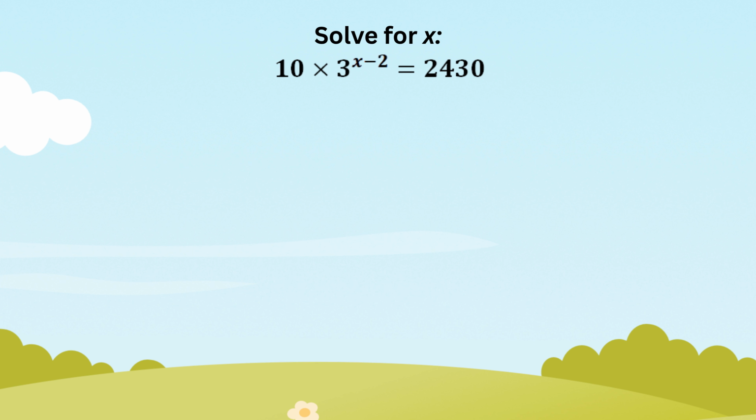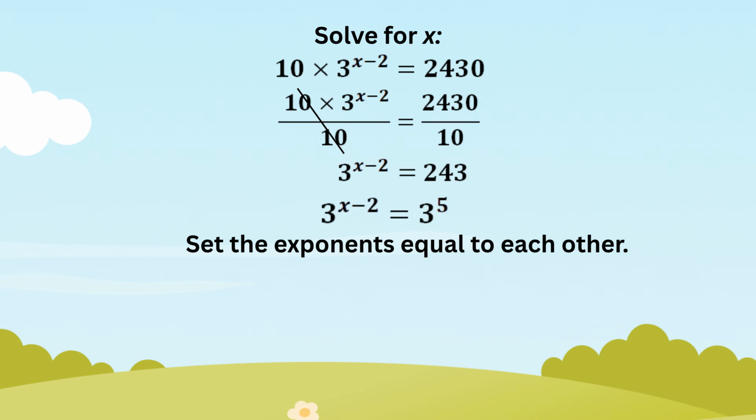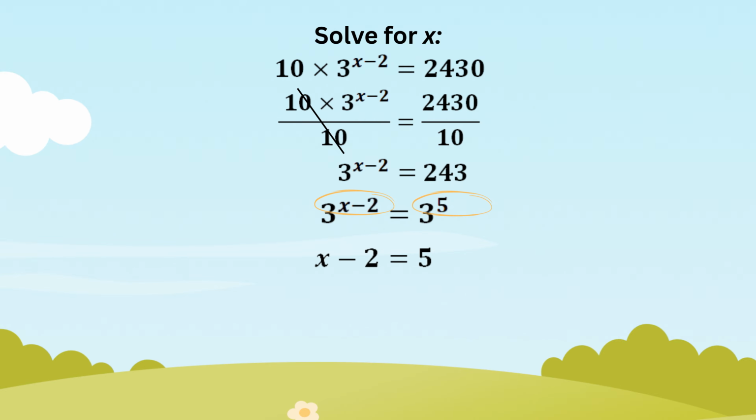In this example, the smallest base is 3, so we need to rewrite all the terms using base 3. However, the number 10 cannot be written in base 3, and so we can divide both sides of the equation by 10 to get rid of the 10. And so we end up with 3 raised to the power x minus 2 equals 243. Now 243 is the same as 3 raised to the 5th power. Now that the base on both sides is the same, we can drop the bases and set the exponents equal to get x minus 2 equals 5. Solve for x. Hence our solution is x equals 7.